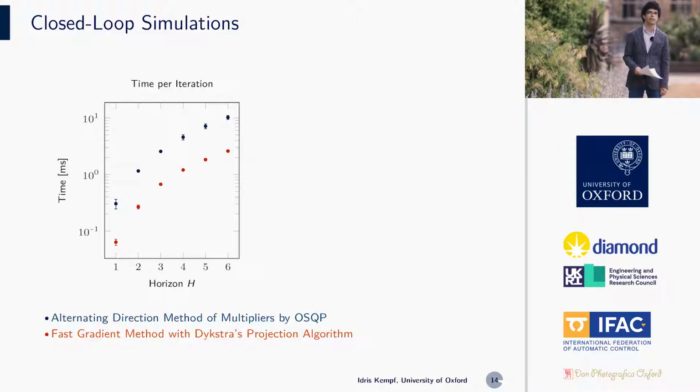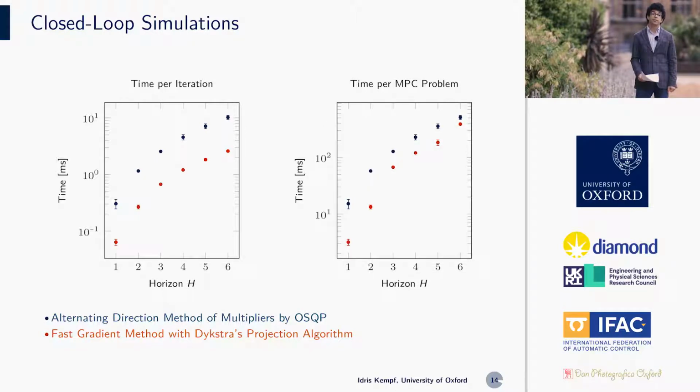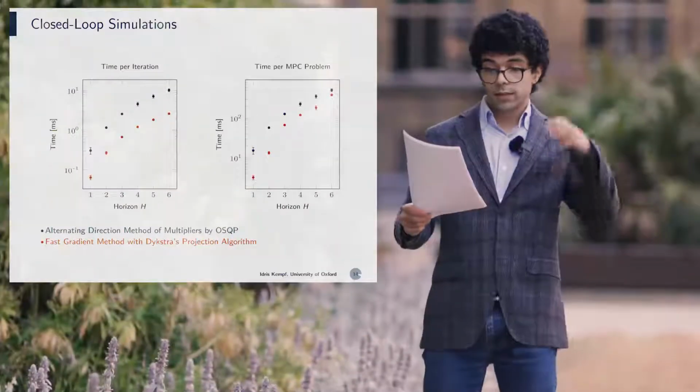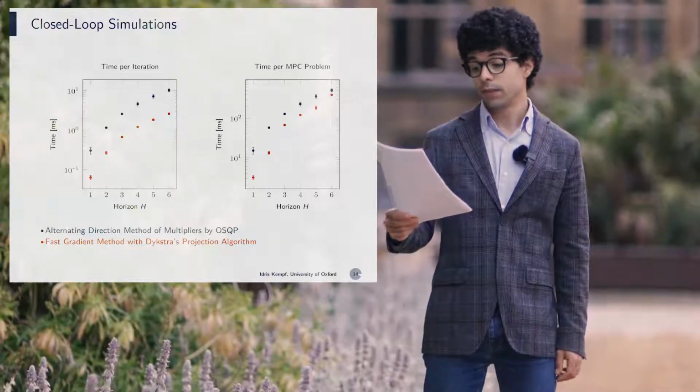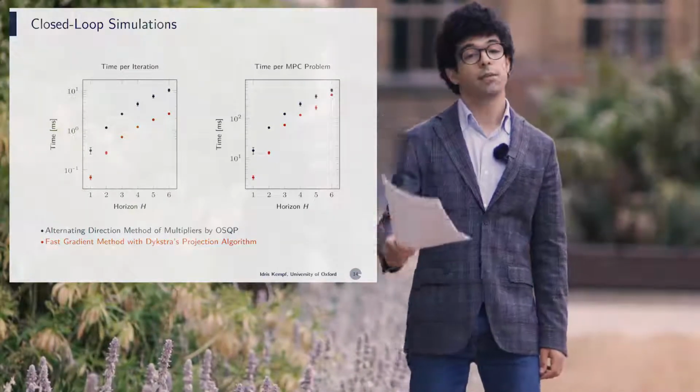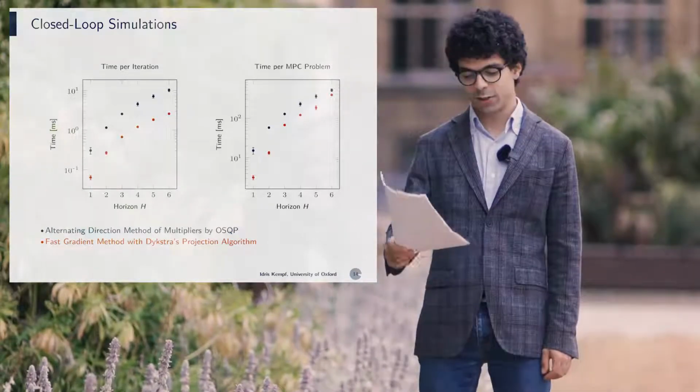This picture looks slightly different for the total execution time per MPC problem. While we retain the major speed advantages for smaller horizons, the fast gradient method combined with Dijkstra's method does need a higher number of iterations in order to reach the same accuracy. Also note that larger horizons negatively affect the condition number of the objective function matrix, which in turn affects the convergence properties of the fast gradient method. With these results, we have closed the speed gap significantly, and other work we are doing will, in combination, enable us to reach the 100 kHz.